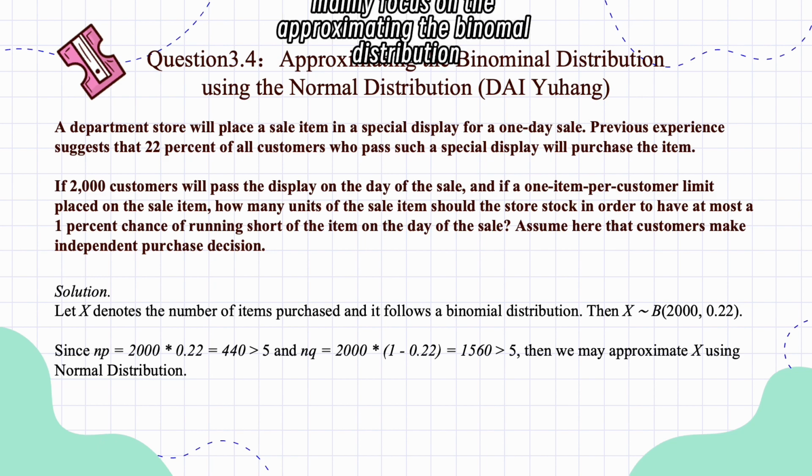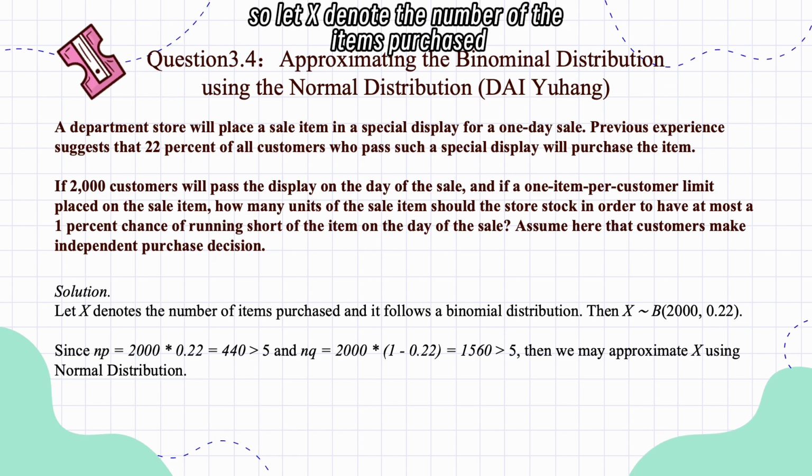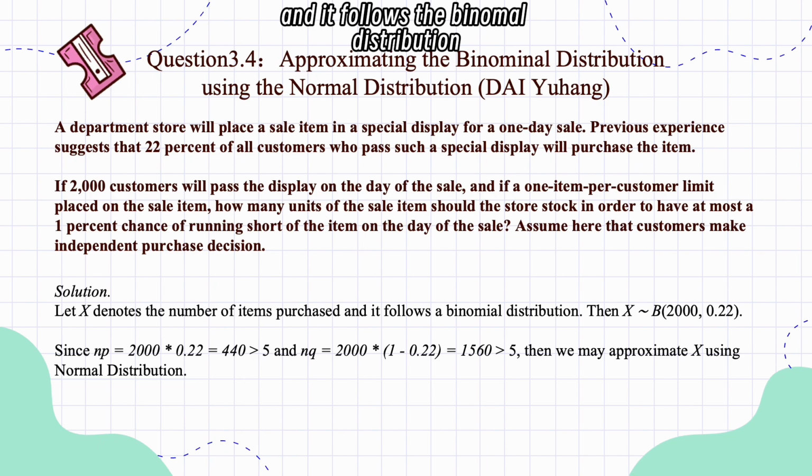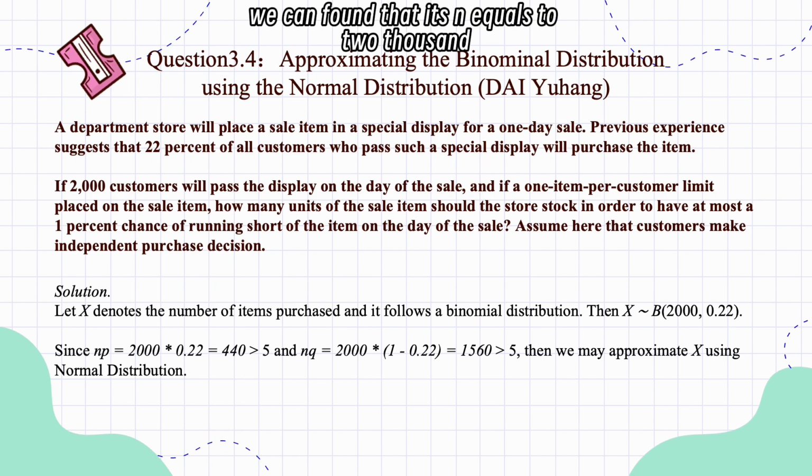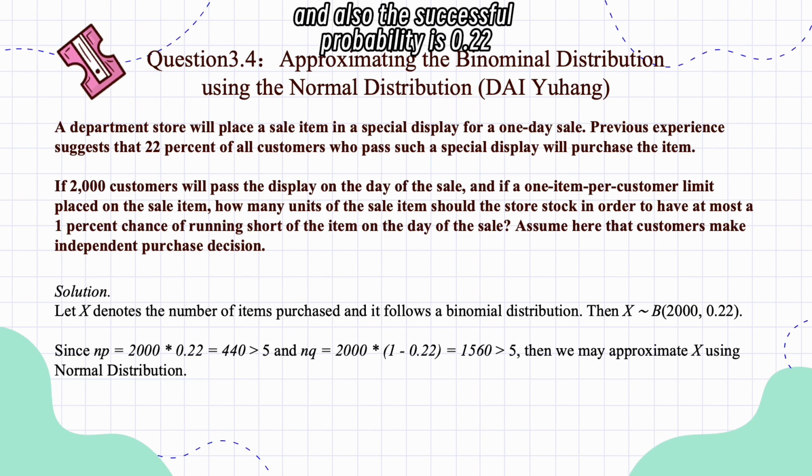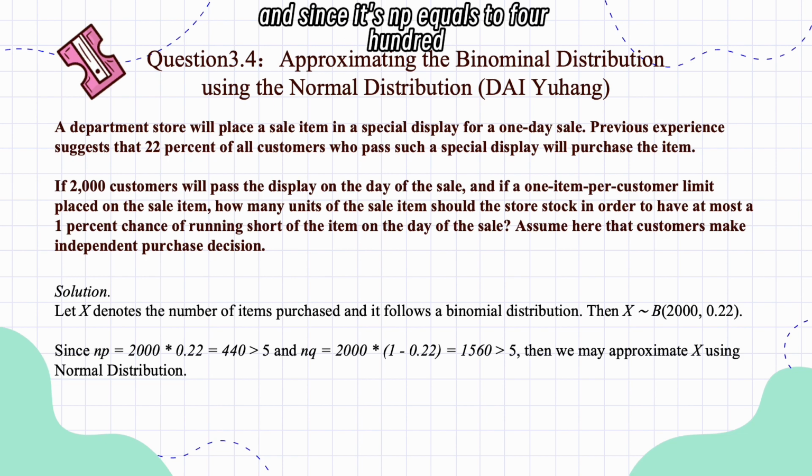Okay, let's go to question 3.4. This question mainly focuses on approximating the binomial distribution using the normal distribution. X denotes the number of atoms purchased, and it follows a binomial distribution. From the question, we can find that n equals 2000, and the success probability is 0.22.